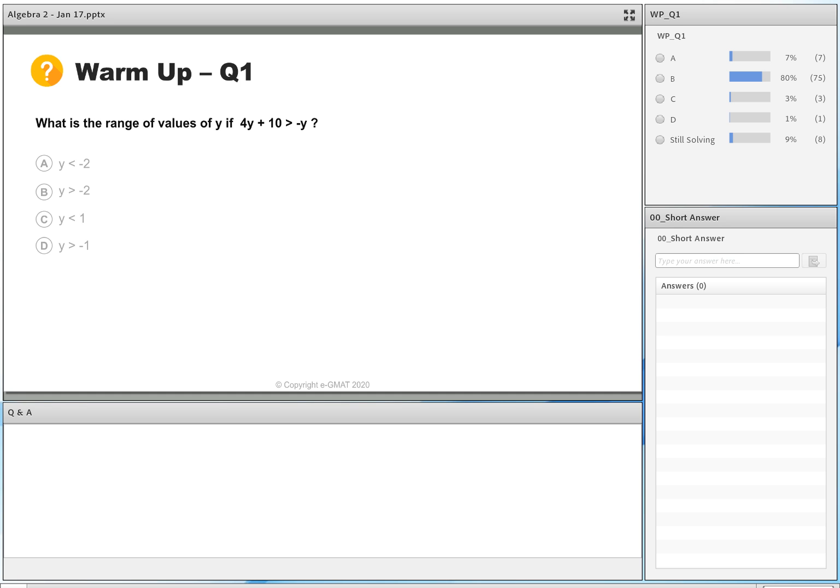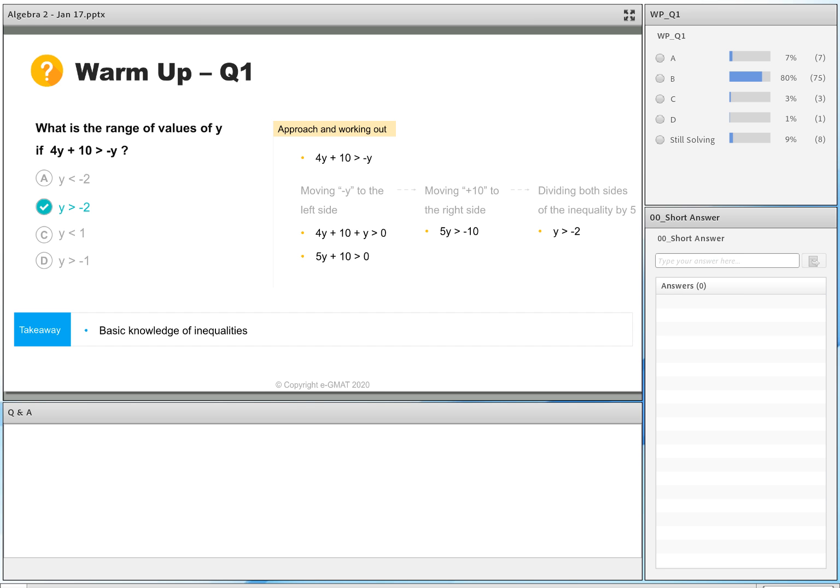The question asks, what is the range of values for y if 4y plus 10 is greater than minus y? To solve basic inequality questions like these, you need to bring like terms to one side of the inequality, right? Here I have a 4y and a minus y. So I would take minus y to the left-hand side of this inequality, and take 10 to the right-hand side. This way we have the variables on one side and the constants on the other side.